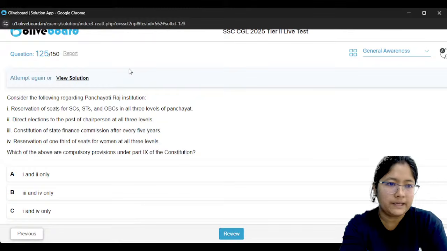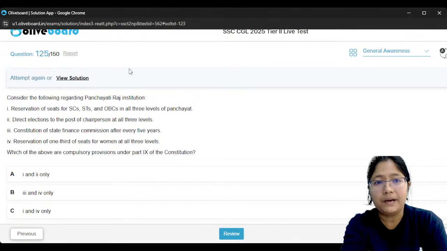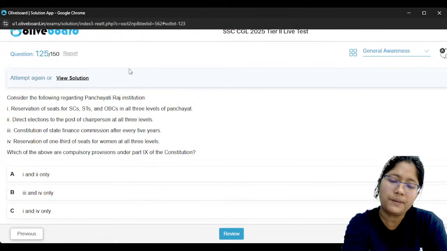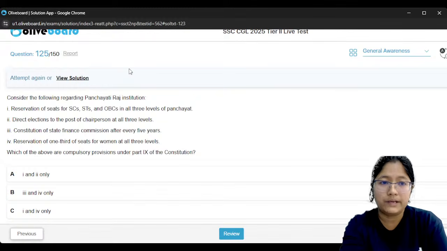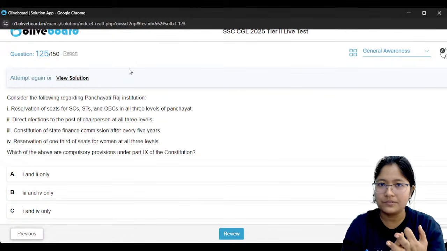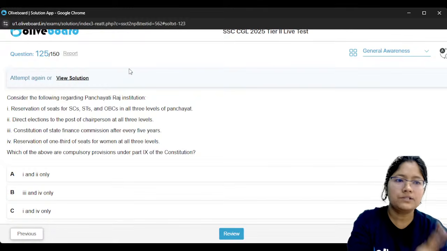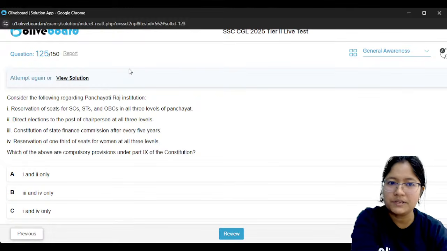One is not correct. Direct elections to the post of chairperson at all three levels. No, direct elections will again depend. Direct elections for chairperson will again depend, and that is also not there. What is for sure is for scheduled caste, scheduled tribe, and the 1/3 reservation, which is for women. These three things are there in the 73rd amendment and in the part 9. So based on that, one we will not go ahead with because they have mentioned OBC also. OBC and chairperson, that will depend. So 1 and 2 we cannot take.